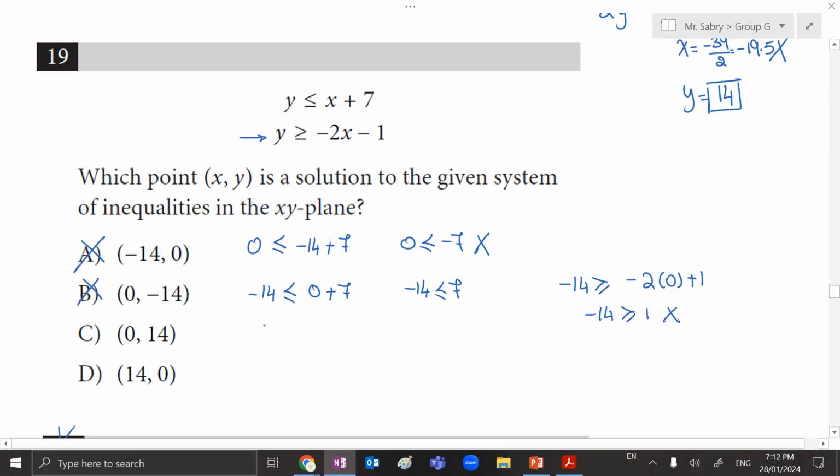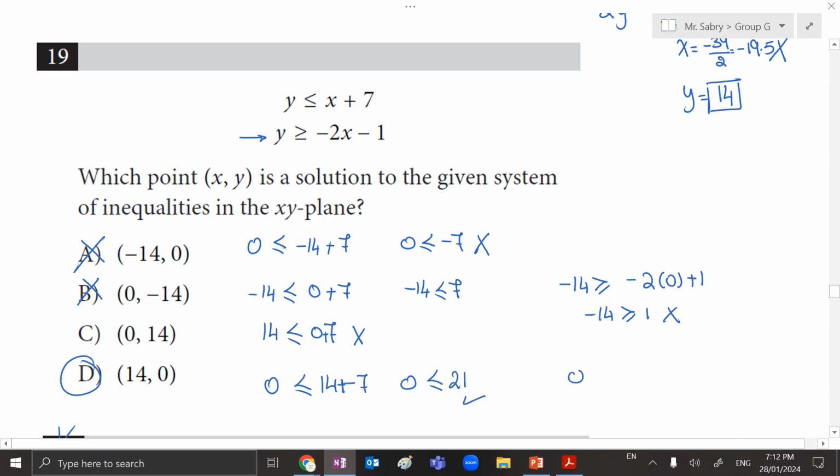We have to try out C, and C would be in this case less than this. The first one would be incorrect. خلاص it's D من غير ما أجربها. Just to confirm that it's true, أدي 0, and I'll put مكان ال x 14. 14 plus 7, that would get me 0 is less than or equals to 21, which is true.